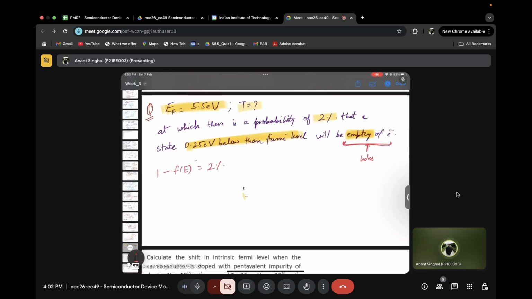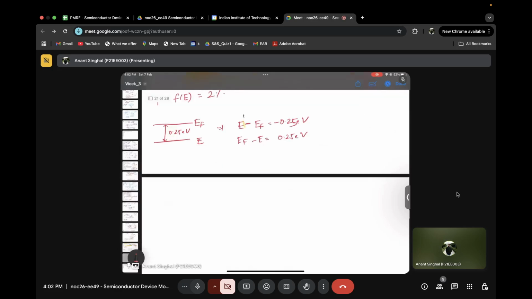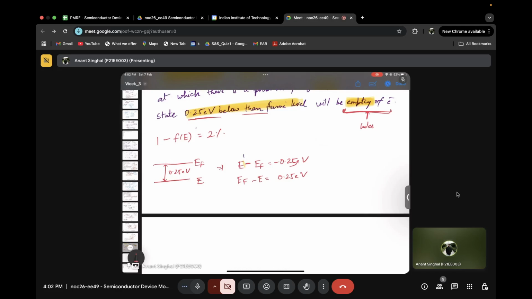And the second thing that is given in the question is the energy state is 0.25 electron volt below the Fermi level. So let's say this is the Fermi level and this is my energy state. So it is 0.25 electron volt below. So can I say my E minus EF is minus 0.25 electron volt? So EF minus E is actually 0.25 electron volt. If you know all of this, this is very easy to solve. These are the two things that you need to understand.